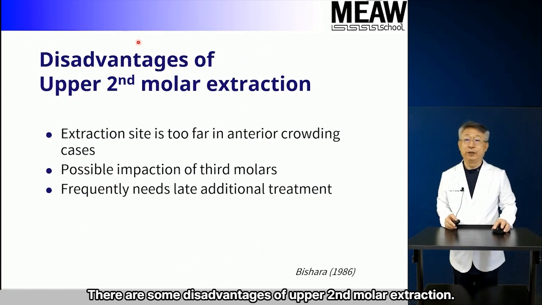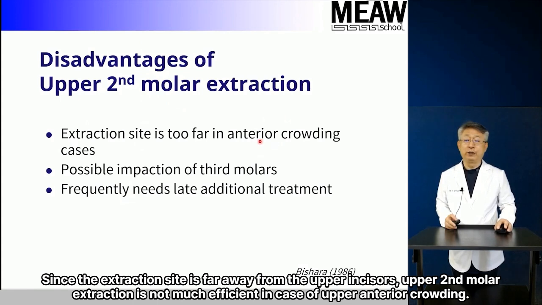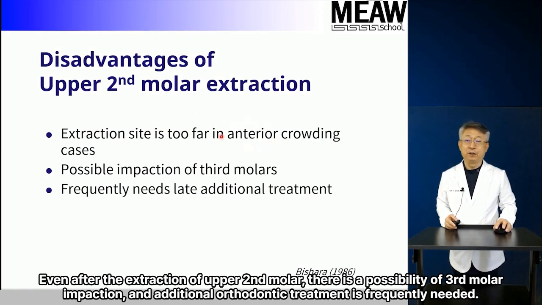There are some disadvantages of upper second molar extraction. Since the extraction site is far away from the upper incisors, upper second molar extraction is not much efficient in case of upper anterior crowding. Even after the extraction of upper second molar, there is a possibility of third molar impaction, and additional orthodontic treatment is frequently needed.